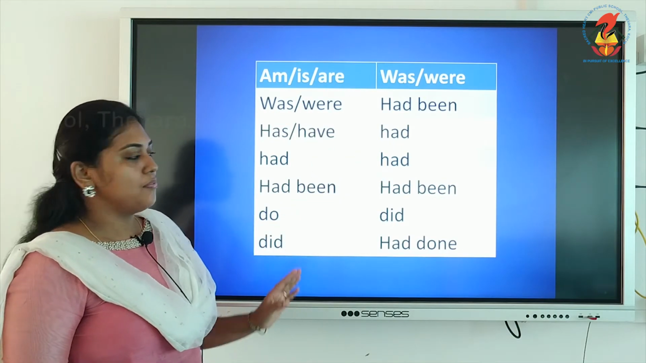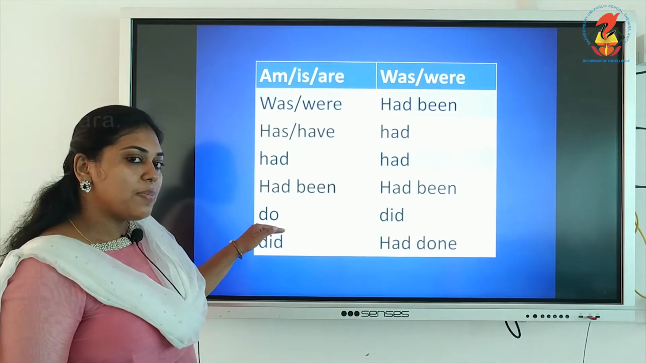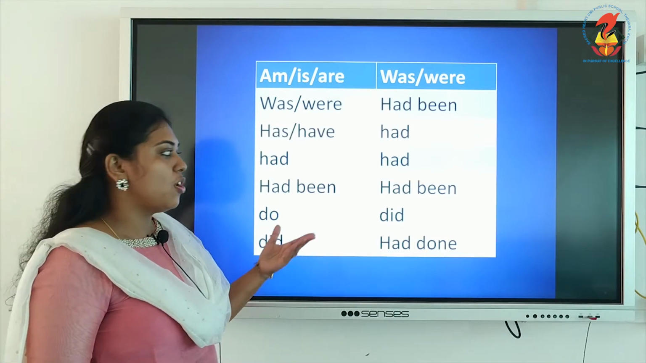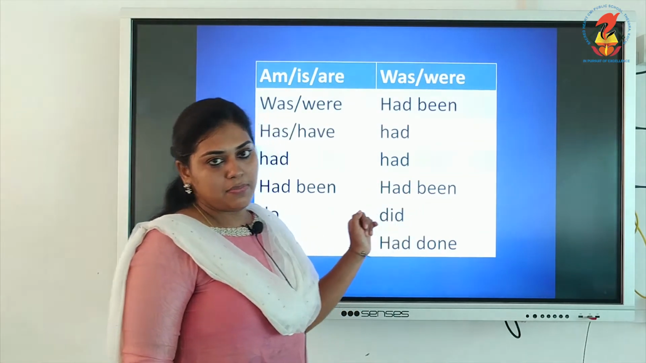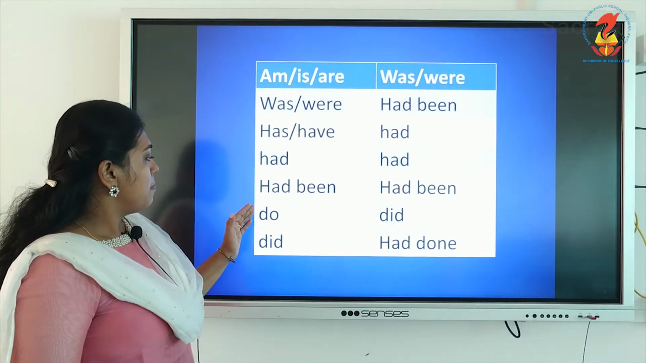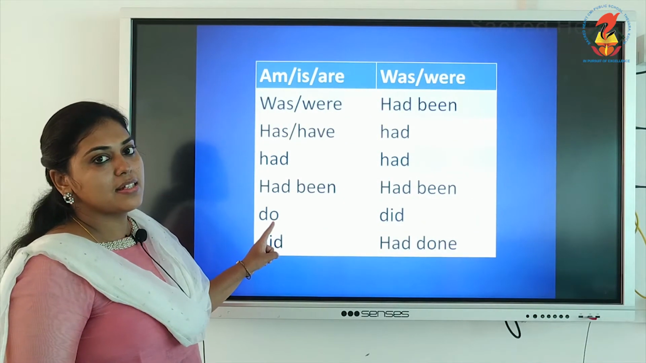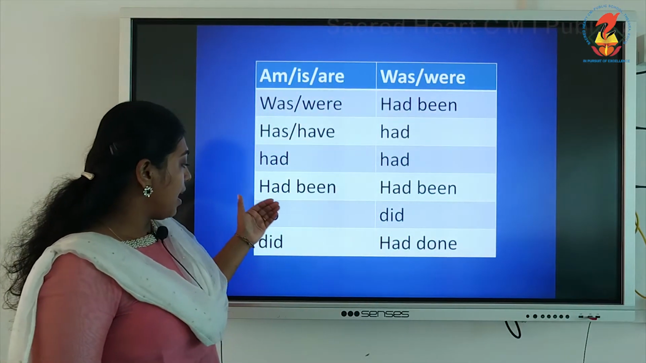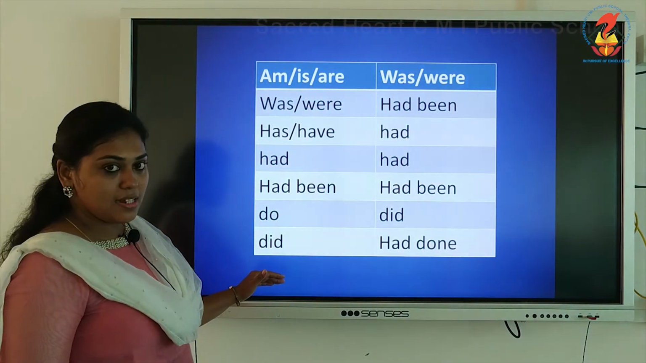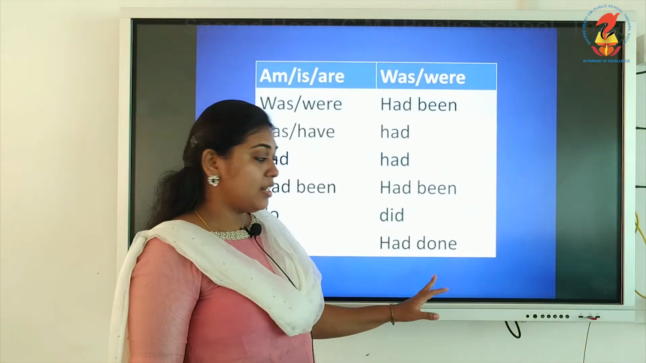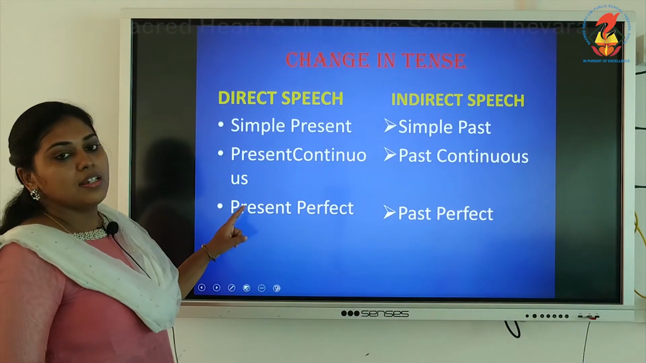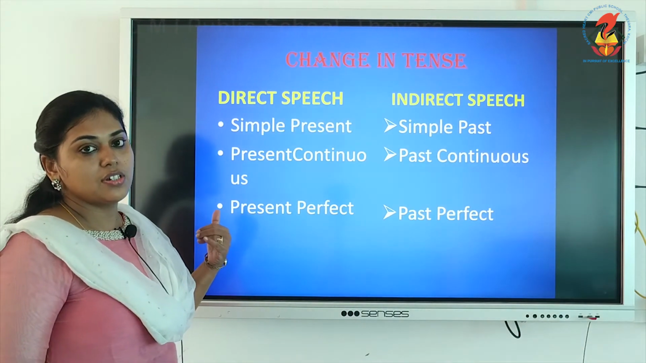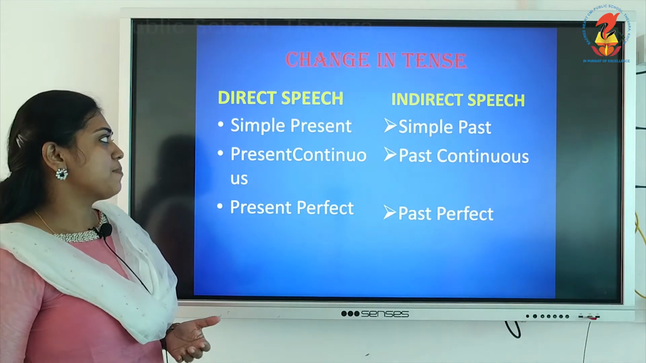So had itself. Again, when had been comes in a sentence, we know that it is in past form, so we do not have to change it. We write the same tense. But when do comes in a sentence, you have to change it into did. And when did comes in a sentence, you have to change it into had done. See, these are the changes that happen to the tense when you change into indirect speech.